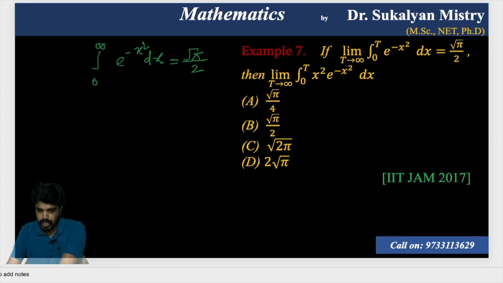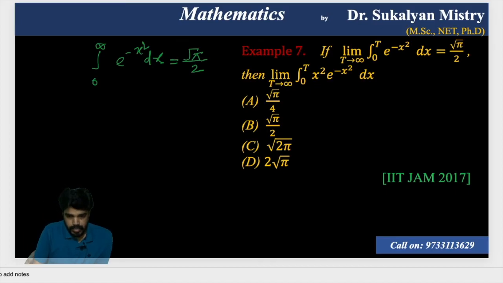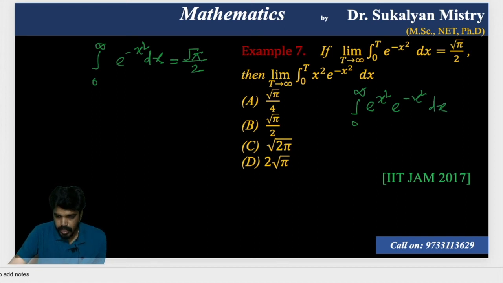Okay. So, we have to calculate this integration from 0 to infinity of x square e to the power minus x square dx. Okay. So, put x square is equal to t. That means 2x dx, so this will be dt, right.